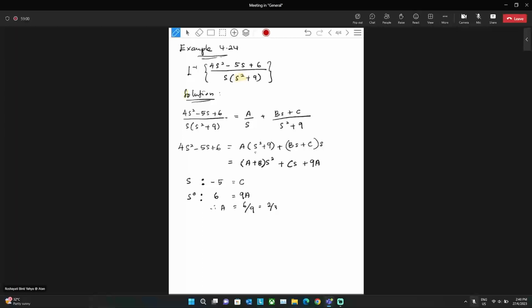Okay. And then the last one about A plus B. So about s squared, 4 on the left hand side equal to the right hand side, which is A plus B. So 4 equal to A, which is 2 over 3, plus B, so that your B equal to 12 minus 2 over 3 equal to 10 over 3.